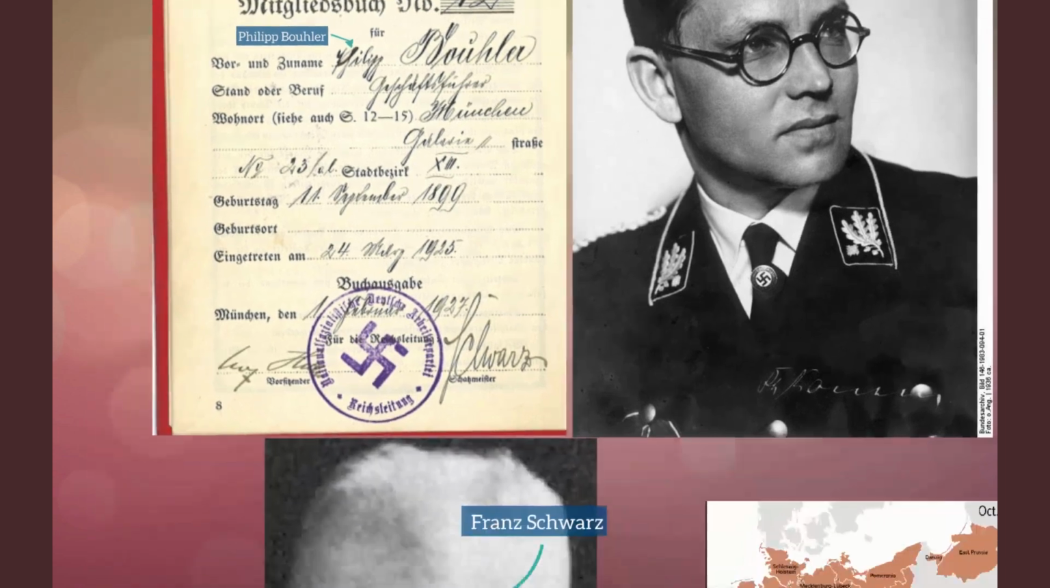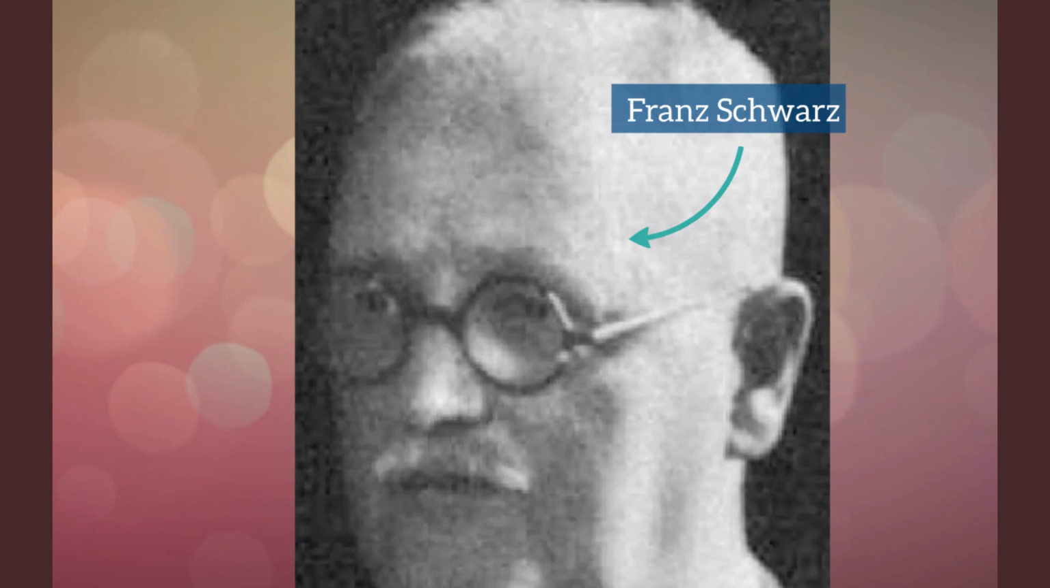The second person, and potentially more important, was Franz Schwarz, who in 1922 became the treasurer of the Nazi Party. So Schwarz was in charge of keeping track of the money spent, invested, and earned by the party. And here is a quote from Hitler that says, "It's unbelievable what the party owes to Schwarz. It was thanks to the good order which he kept in our finances that we were able to develop so rapidly." So Schwarz plays quite an important role in the development of the party.